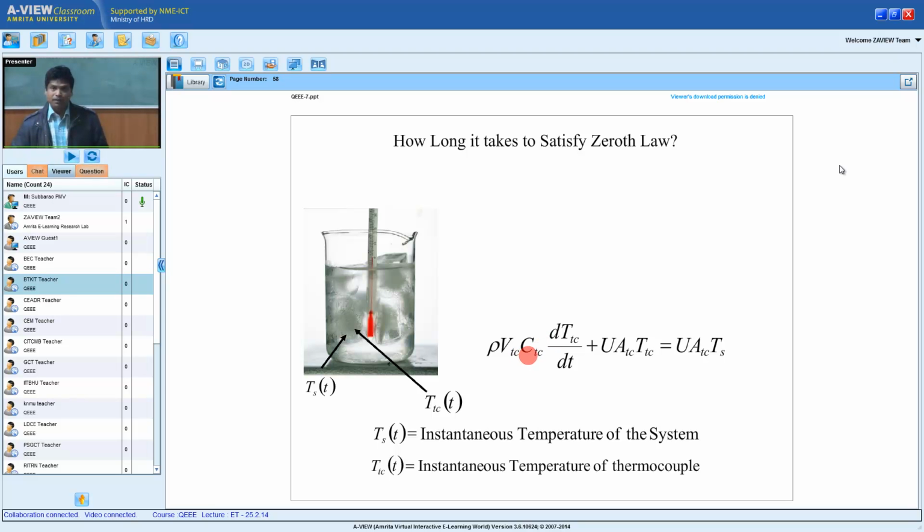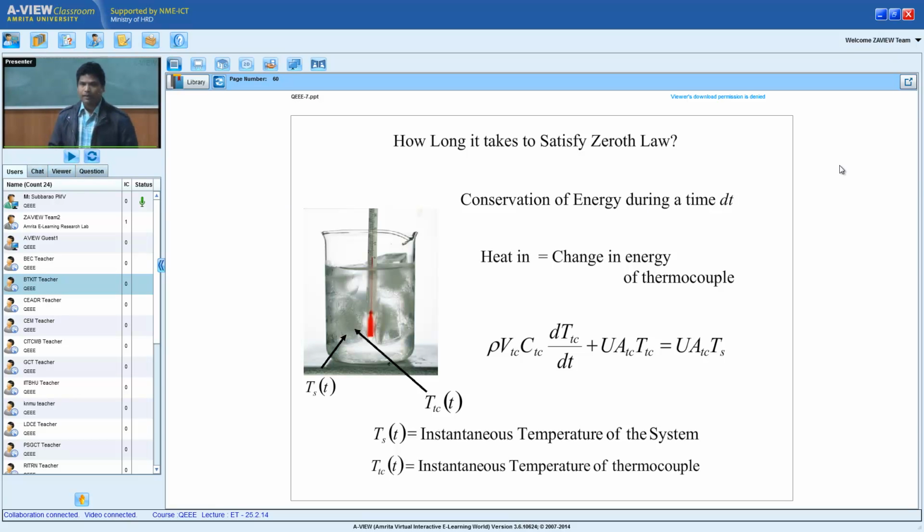It is very important to design the thermometer to satisfy the zeroth law as early as possible. For that, you need to know one of the fundamental conservation of energy. What is that conservation of energy which gives this equation? In a small duration of time, because I suddenly immerse it, the heat input to the thermocouple will be used as change in energy of the thermocouple. And there is continuous heat transfer from the water mixture into the surroundings. And I can believe this only when the system and surroundings reach equilibrium.